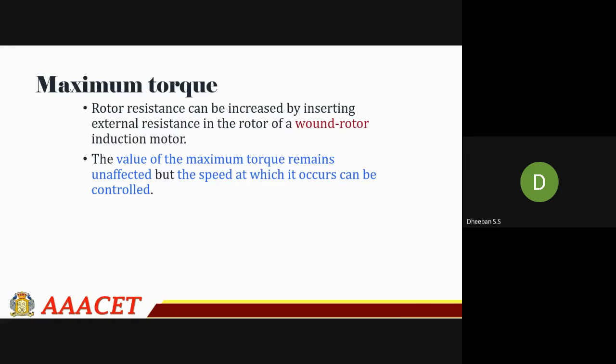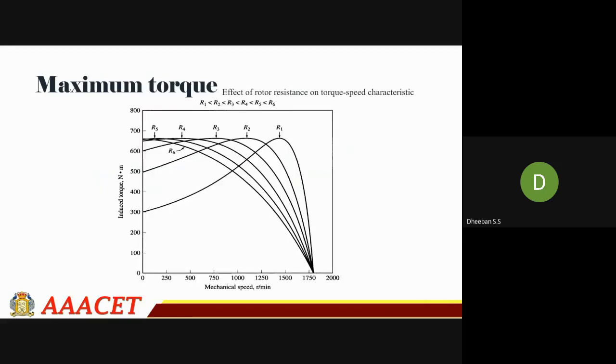The rotor resistance can be increased by inserting external resistance in the rotor of the wound rotor induction machine. So the value of maximum torque remains unaffected, but the speed at which it occurs can be controlled. Here, this is again a mechanical speed versus torque characteristic. But after this occurs, you are inserting your external resistance. So this is the characteristic you have to consider if you are adding external resistance.